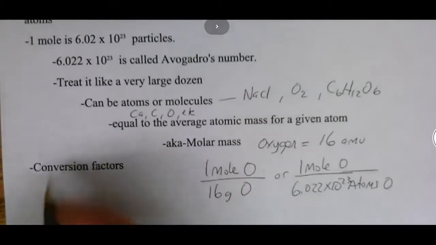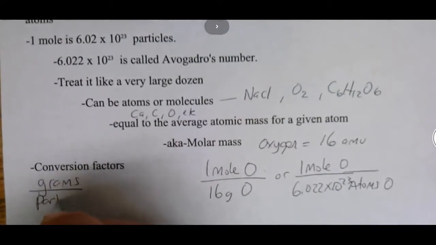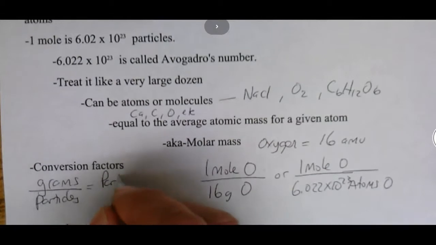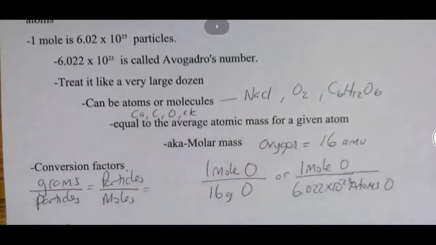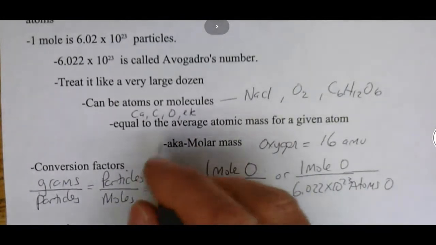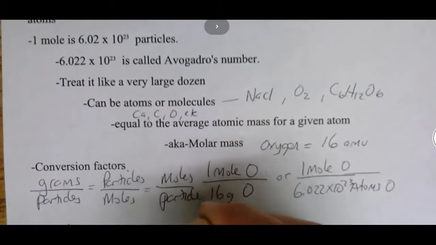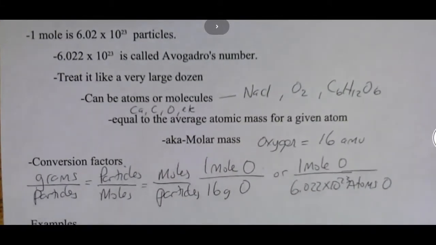So if you're going to add these, we can have grams to particles. We can also have particles to moles. And we can also have moles to particles. So that gives us three conversion factors that we can use when we're presented with something.